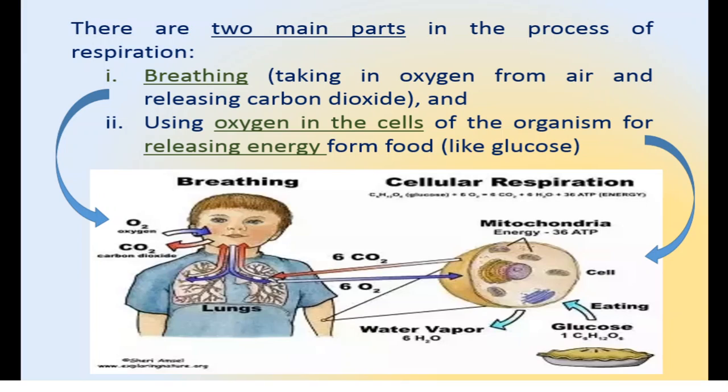Energy in the form of ATP, adenosine triphosphate. Mitochondria release the energy, so the mitochondria is called the powerhouse of the cell. Along with the energy, the waste products carbon dioxide and water vapor are released. The human absorbs that oxygen and releases the carbon dioxide, the waste product.